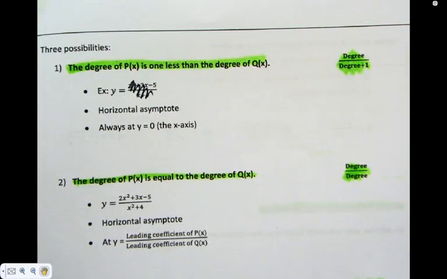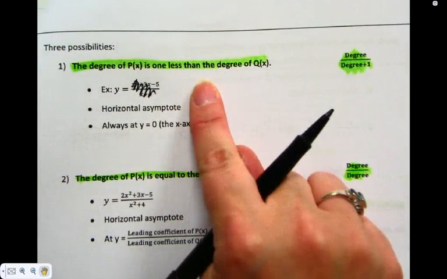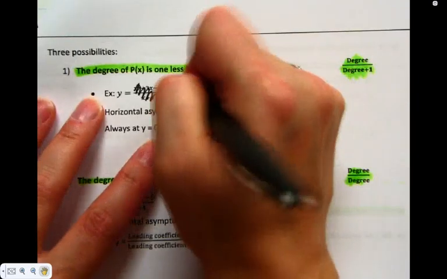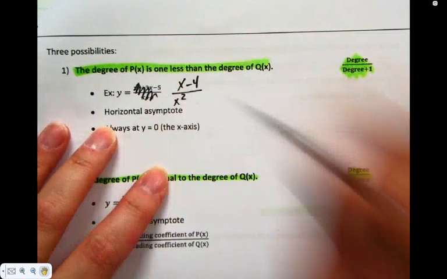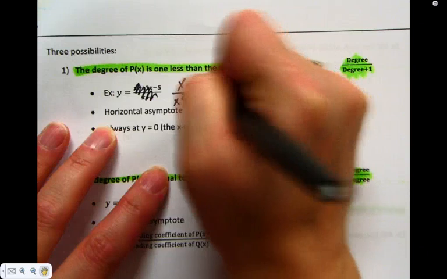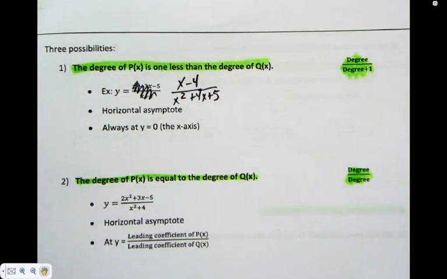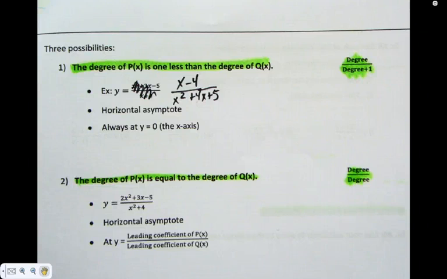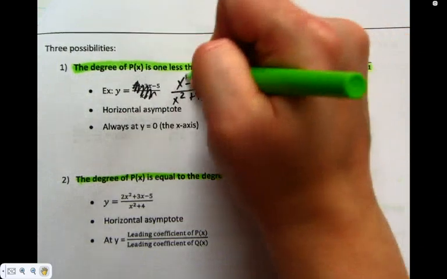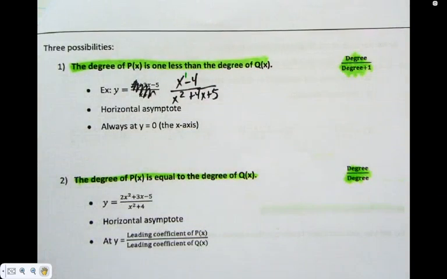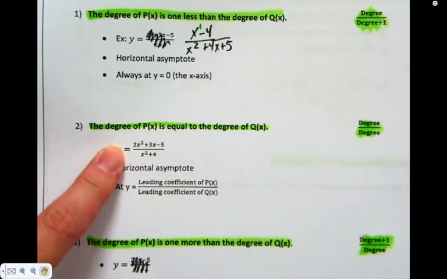And I'll give you new examples. So when the degree of p of x is 1 less than the degree of q of x, an example could be a linear function on the top, x minus 4, and a parabola on the bottom, x squared plus 4x plus 5. Okay, just made those up out of my head. Again, with a linear function, we don't see that exponent, but we know that it's equal to 1. So this is the first situation. You have degree over degree plus 1. The degree on the top is 1. Degree on the bottom is 2.